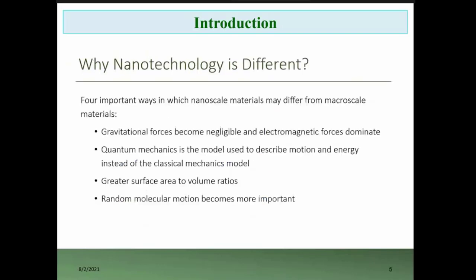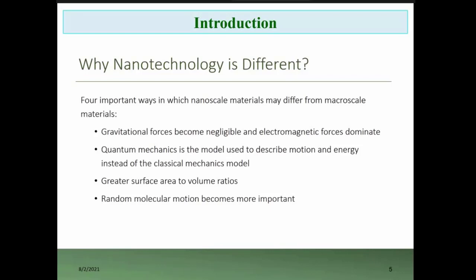Why do nanomaterials behave in a different way? There are a few phenomena for which nanoparticles behave differently. The first one is that the gravitational force in a nanoparticle is very negligible. Rather, the electromagnetic force becomes dominating. Again, in the case of nanoparticles, quantum mechanics is more effective than the classical mechanics model.